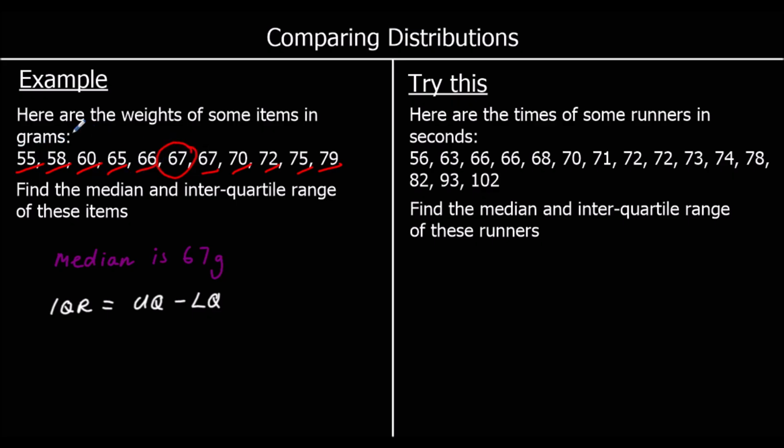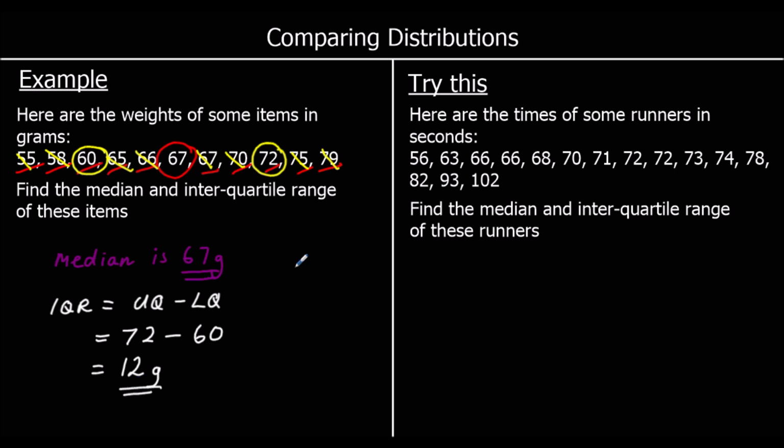So we've got 5 numbers left beneath 67. If I cross off 2 from each side, I get the lower quartile, which is 60. For the top half of the numbers, I cross off 2 on each side, and I'm left with 72. That's the upper quartile. So the interquartile range is 72 take away 60, which is 12. The interquartile range is 12 grams.